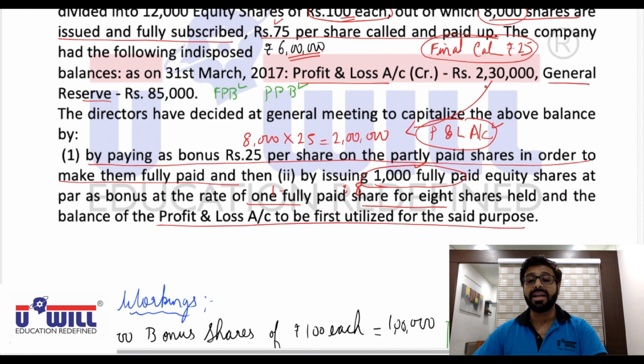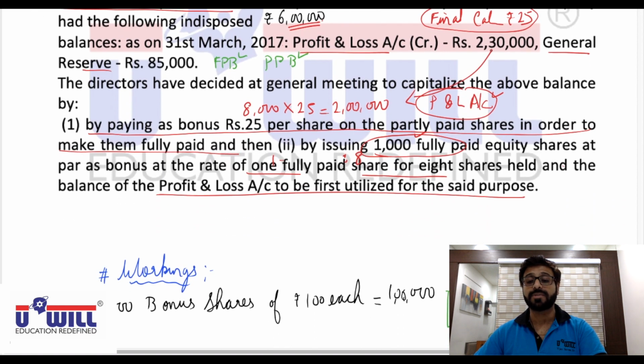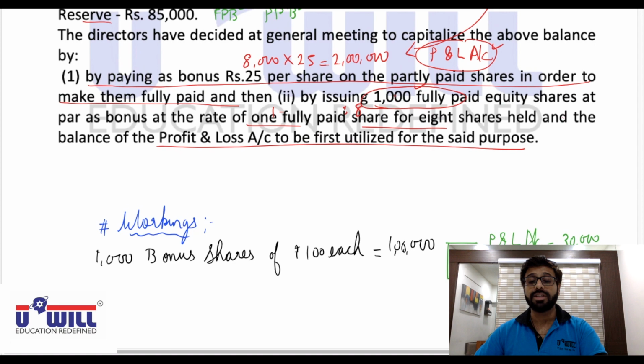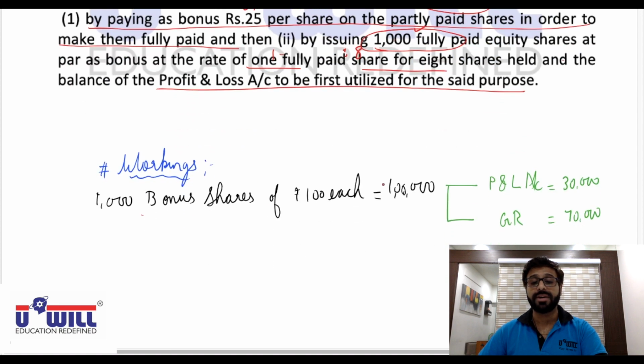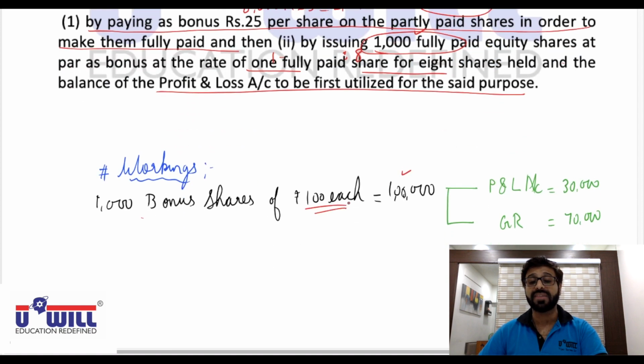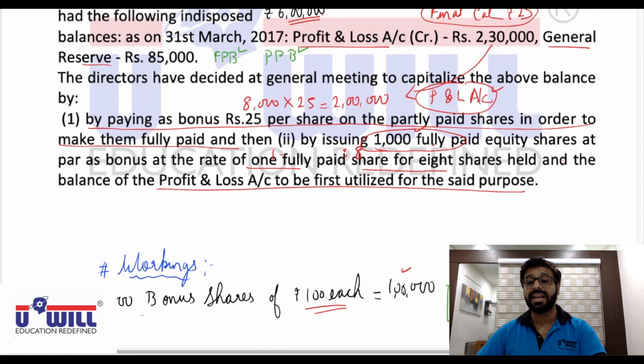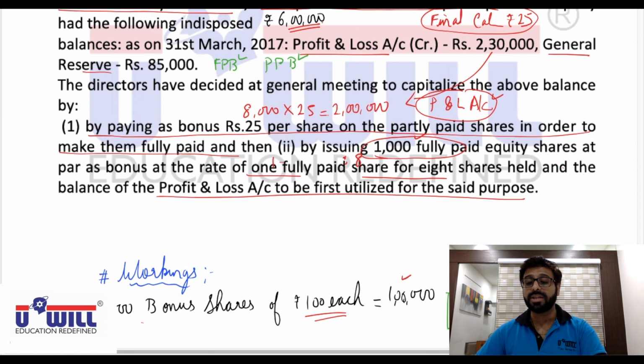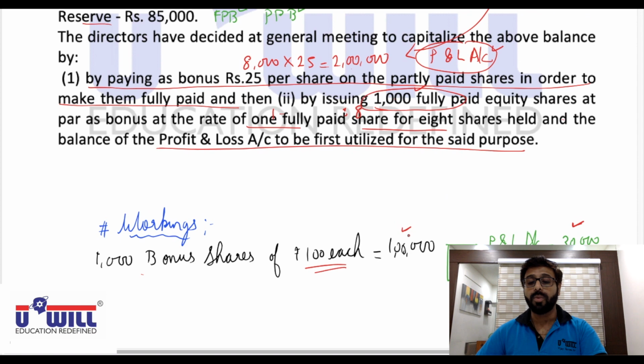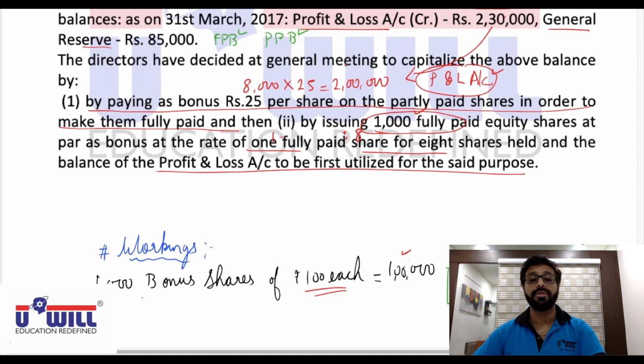So partly paid bonus we have already given 2 lakhs from 2,30,000. Now this 1,000 bonus shares of 100 each, its value comes to 1 lakh. Okay, face value is 100 now. So 1 lakh is the value. From that 1 lakh, in P&L account only 30,000 remains: 2,30,000 minus 2 lakhs. So that we use from P&L account. Now 1 lakh minus 30,000, remaining 70,000 we use from general reserve.